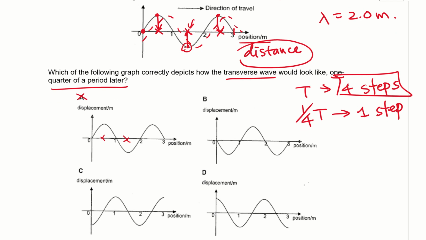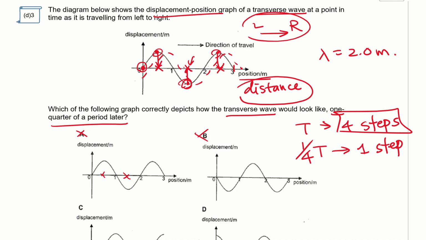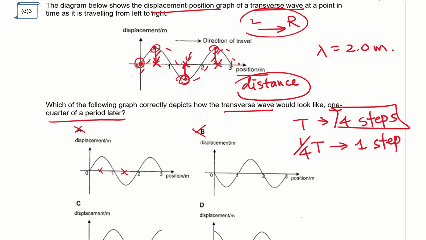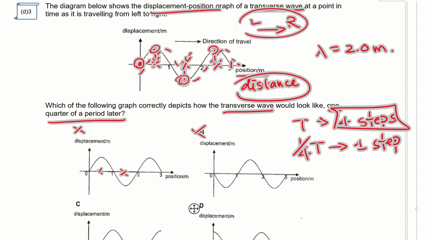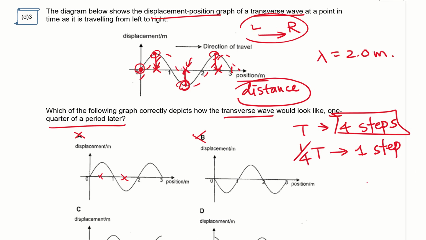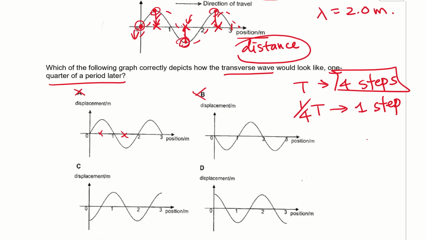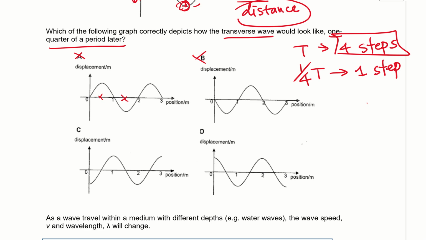Similarly for B, B is also out, right? If I were to use these 3 particles, the 2 crests and 1 trough, to help me. Okay, so we are actually left with C and D. So let's use this point at the origin. After drawing the next wave, which is going from left to right, we know that its next motion for this point is actually going down. So we look at C and D. Which one is that? It's C, right?